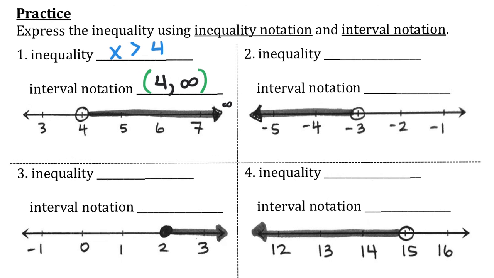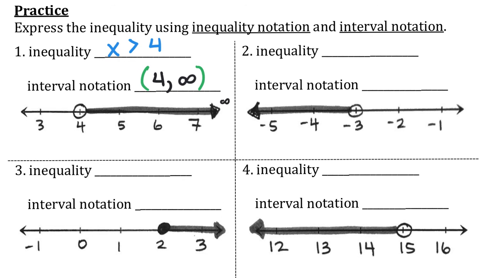Let me go ahead and do 2 with you, and then the rest you'll do on your own, and then check your answers on the calendar. Inequality notation. I'm going to use x, and the critical number is -3. It's an open circle, so no equals, and it's going to the left, so less than. And if you forget, just flip it over, find a similar graph, and then change the numbers.